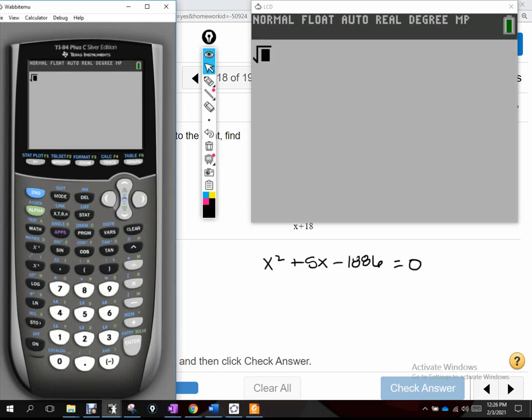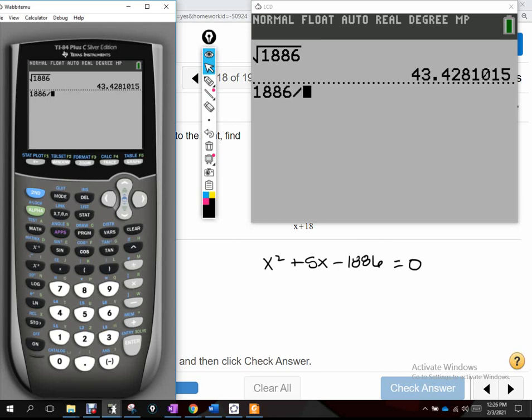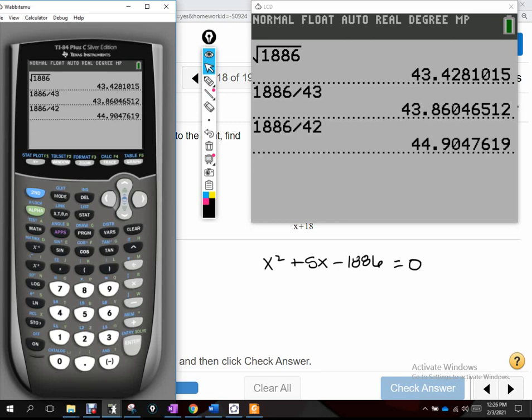So I'm going to take 1886. I'll take second square root 1886. And I get 43.4. Okay, so what I'm going to do is take 1886 and start dividing it by integers that are close to 43. And I can go either up or down. So I'll just go down to 43 and it doesn't work. So I go 1886 and I'll try the next one. I'll keep going down. So 42 doesn't work. 1886 divided by 41 works.